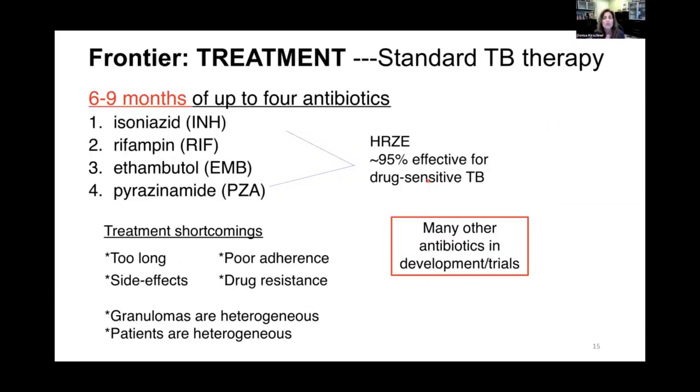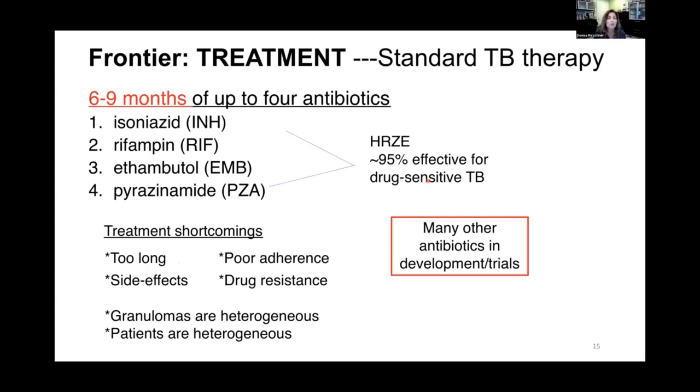So I want to talk to you about treatment for TB. It's a very complex disease. TB is different from all other bacteria in that most bacteria double every 20 minutes, like E. coli. Mycobacterium tuberculosis doubles every 24 to 48 hours. So this slow growth is really its unique virulence factor, if you will. And so it takes about 6 to 9 months with multiple antibiotics to treat TB.